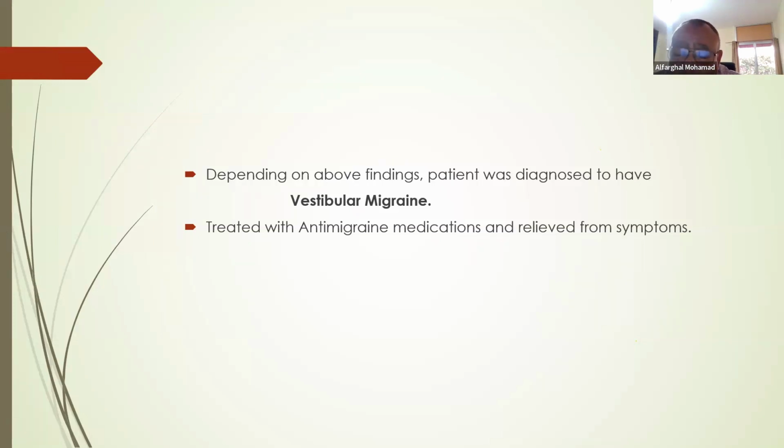pure upbeating nystagmus in positional testing is a very common finding in migraine. It's also a common finding in smokers, and it's more common in migraineurs. So it could happen. And it could happen due to benign paroxysmal positional vertigo in one very specific case, which is bilateral posterior canal benign paroxysmal positional vertigo.